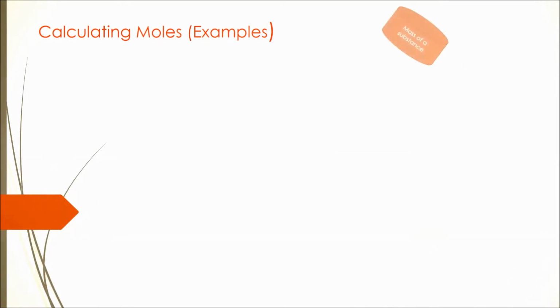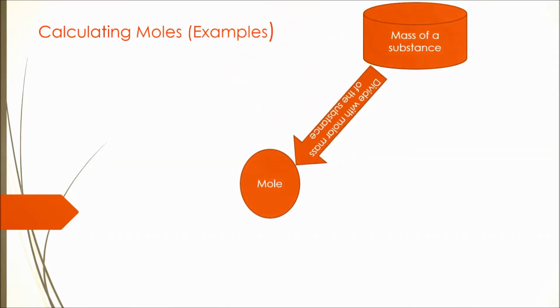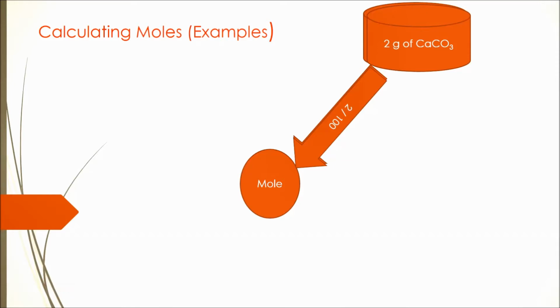So let's start with an example. Start with mass of a substance, and to be converted into mole, we divide mass with respective molar mass. Say an example, 2 gram calcium carbonate. We want to convert this into mole. What do we do here? 2 gram divided by 100 gram, which is molar mass of calcium carbonate, I mean mass of 1 mole calcium carbonate. So what do we get? 0.02 mole.